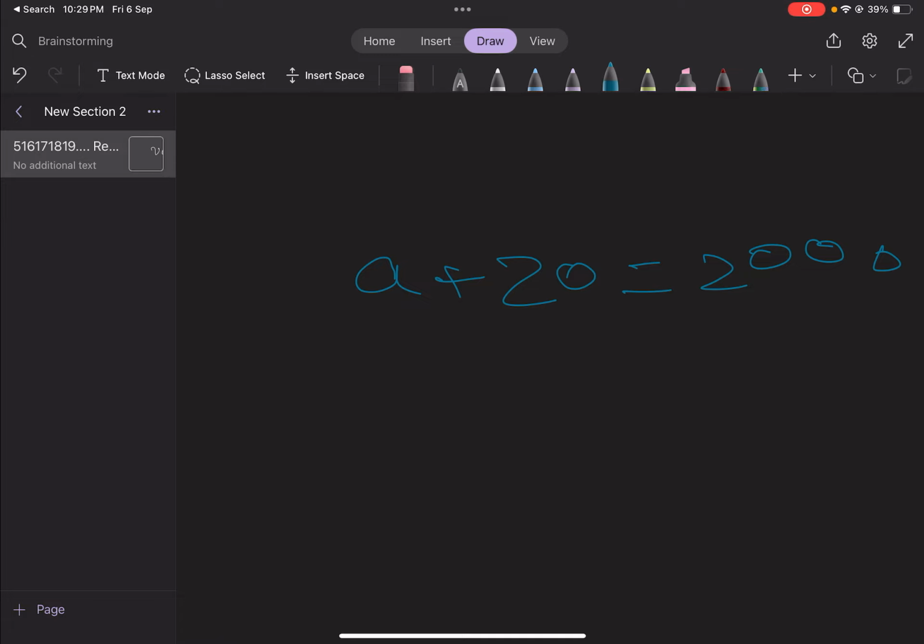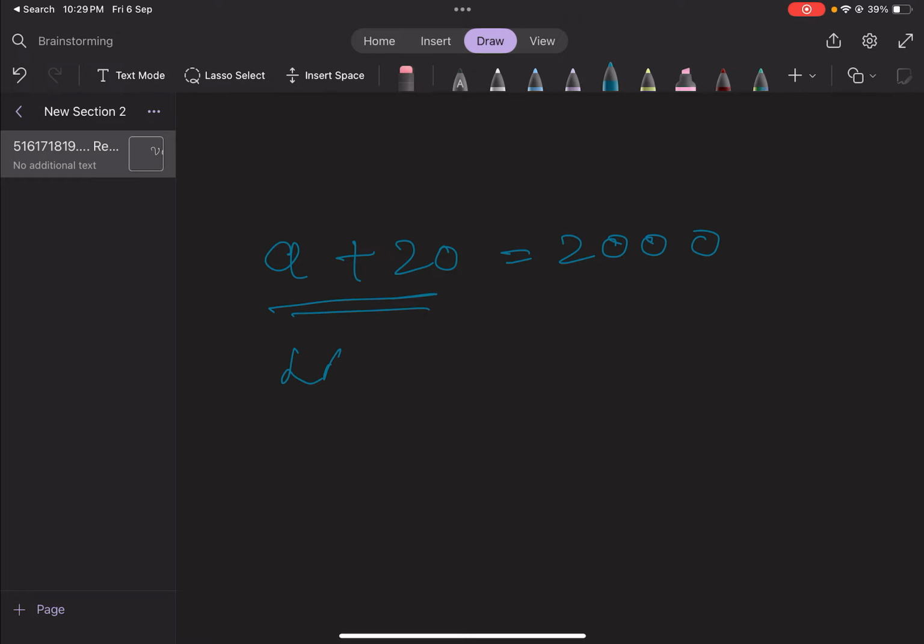This entire side is called my left hand side, that is LHS, and this is my right hand side, that is RHS. I'll write it again. a plus 20 is equal to 2000, right? This is my left hand side and this is my right hand side, right?